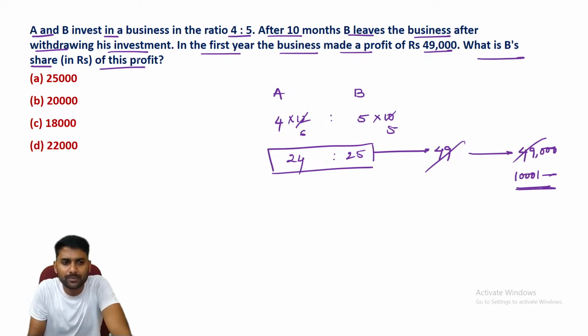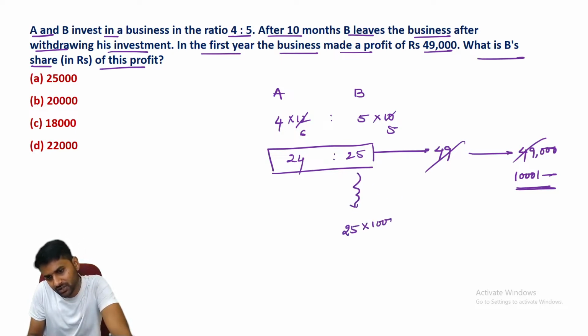Another question: what is B's share? What is B's share here? 25 units. Then each unit is equal to 1,000 rupees. Then the total value becomes 25,000.